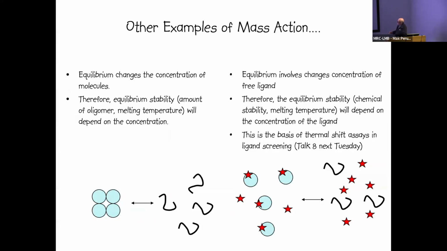Similarly, here's another example. Here we're thinking about a ligand binding to a protein. The equilibrium involves changes in the concentration of the free ligand. So we've only got 2 here, and over here we've got 6. Therefore, the equilibrium stability that could be measured by the chemical stability or the melting temperature will depend on the concentration of the ligands. And this is the basis of thermal shift assays that we're going to hear about in the next talk on Tuesday.